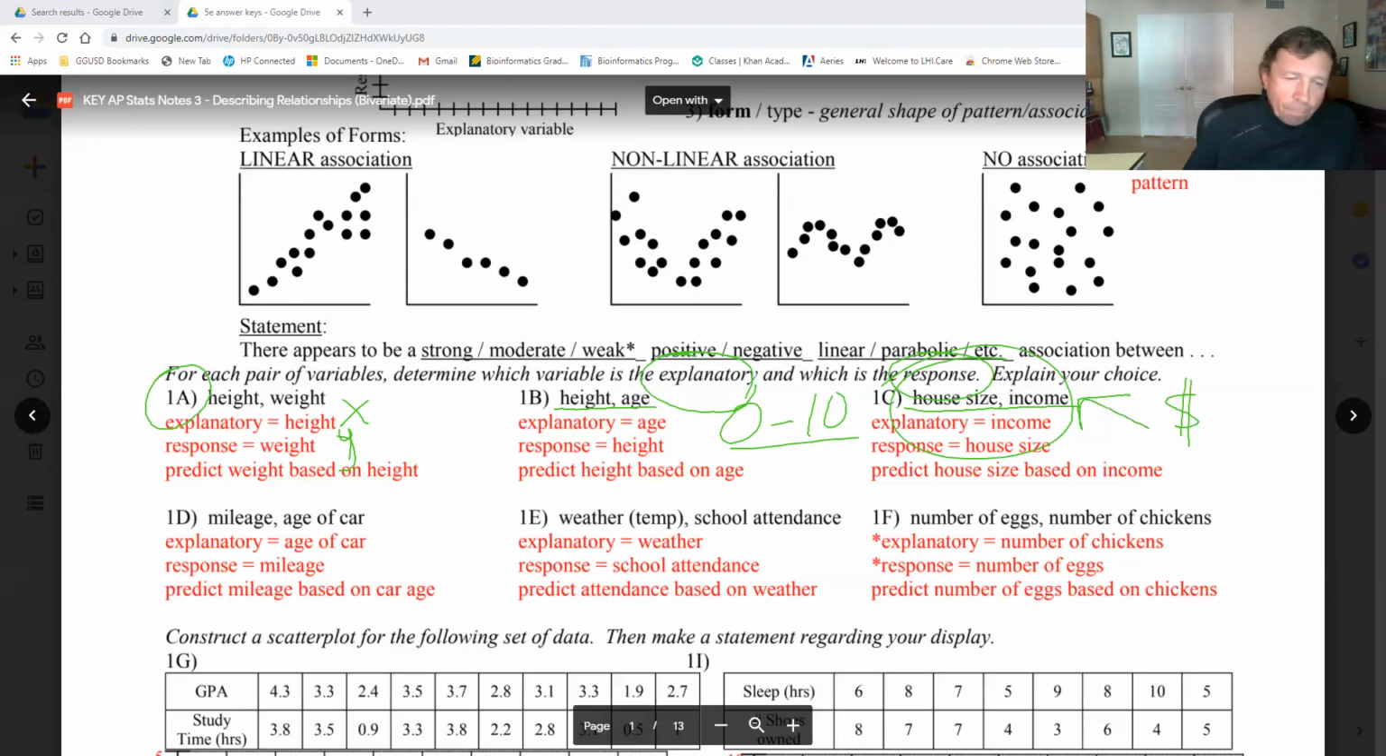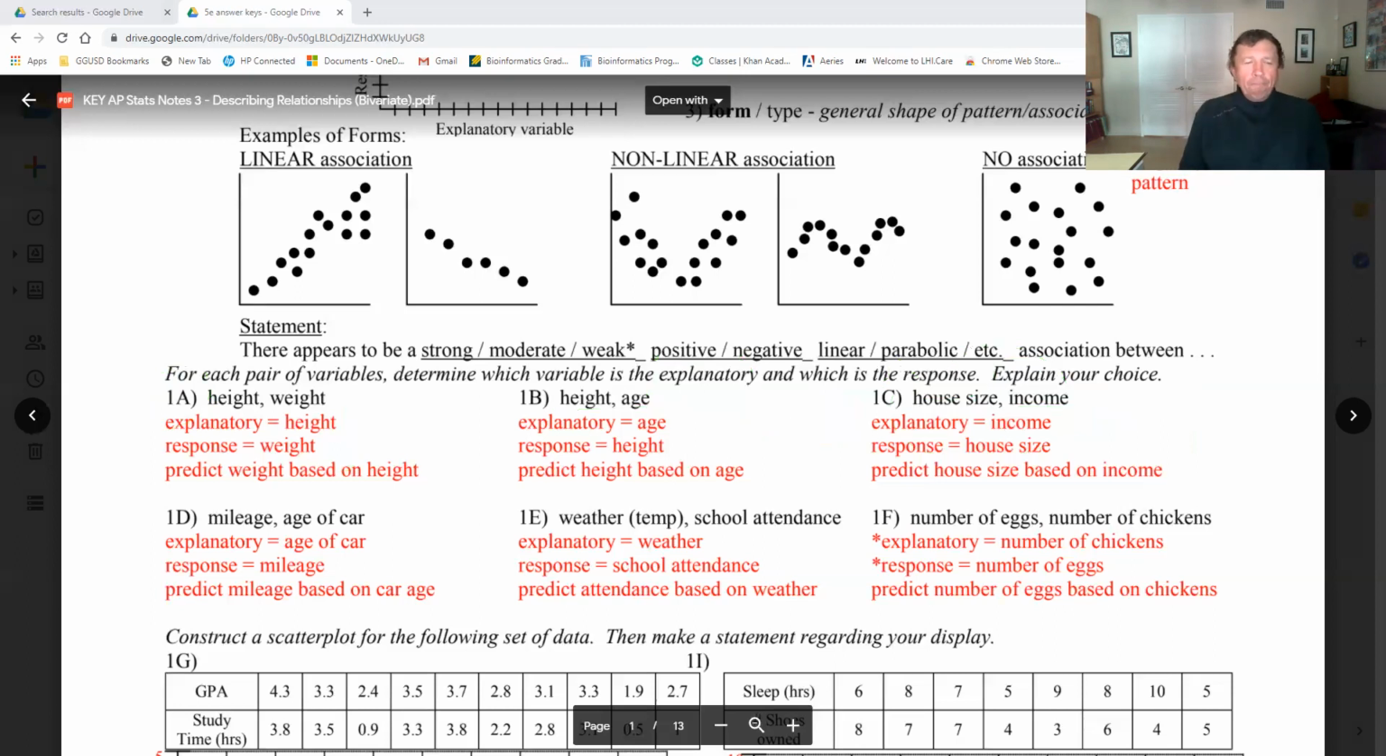All right, mileage of car and age of car. So you probably realize the older the car, generally speaking, the more miles there are. There are exceptions to that. There are outliers, of course, where grandma buys a car and never drives it. But in general, the older your car, the more miles that are on it. Okay, so the explanatory is going to be X right here, and this will be Y down here.